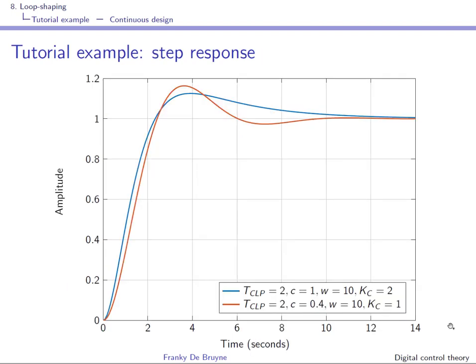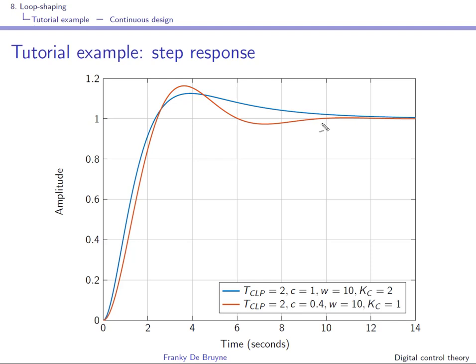So this is the closed loop output step response with the initial parameters C equal to 1 and W equal to 10, and then with the tuned lead lag controller using this loop shaping technique. You can see indeed that we have an overshoot of approximately 17% and that the settling time is around 10 seconds.